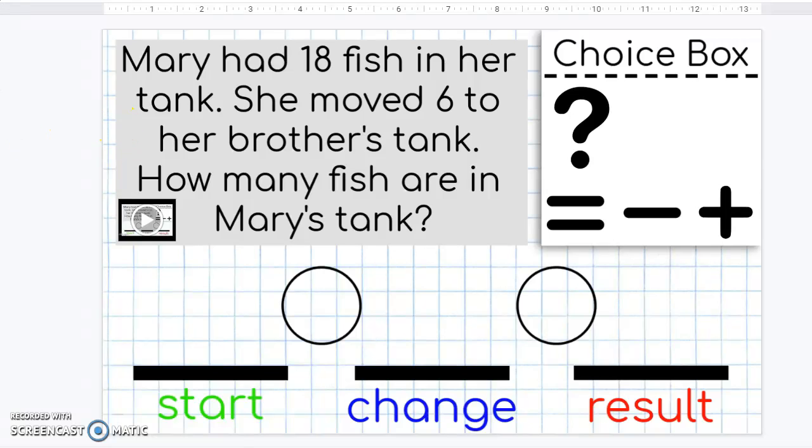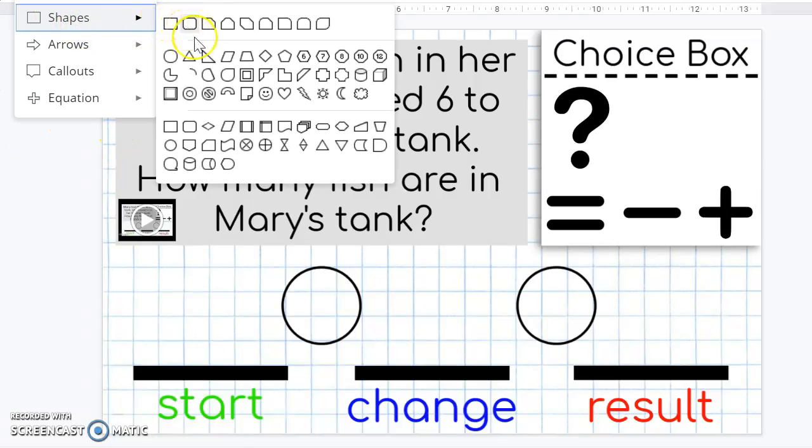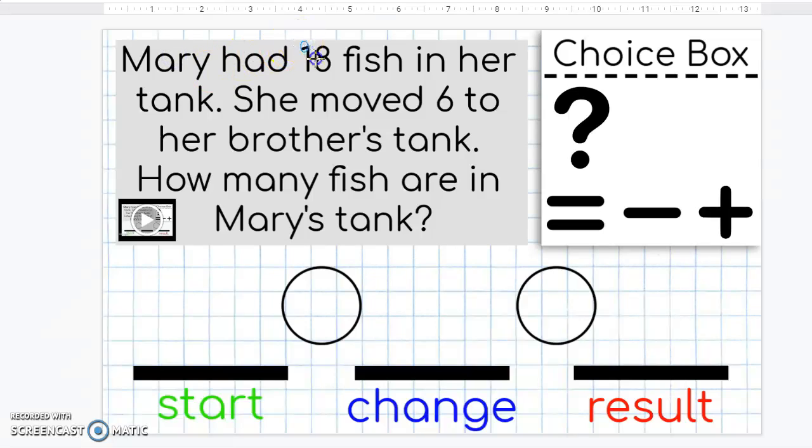So the first thing I would do if I was doing this as a class is I would cover up the numbers. So 18 is gone, and 6 is gone. Now, I do that. I take away the numbers because then it's not a distraction for my kids. They need to figure out what operation they're doing first.